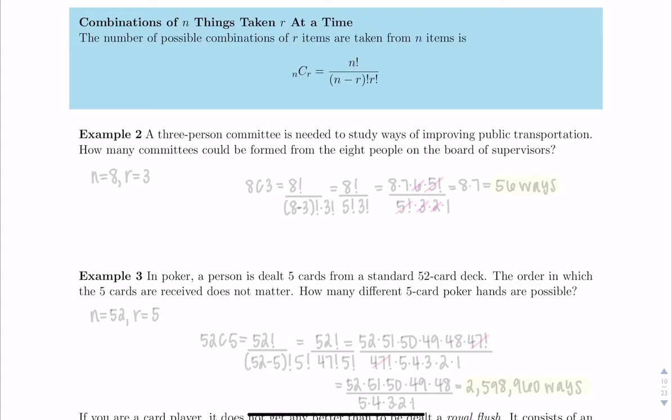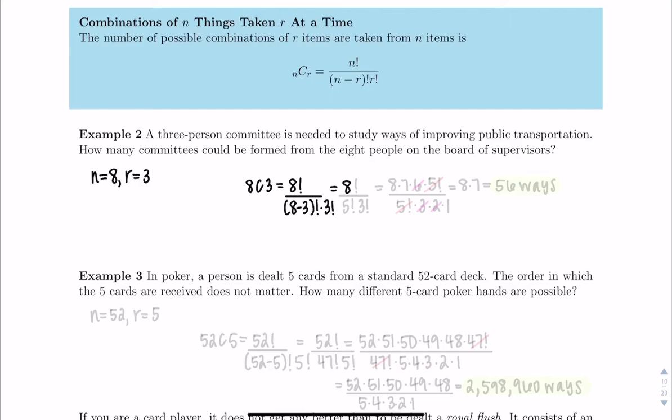So a 3-person committee is needed to study ways of improving public transportation. How many committees could be formed from the 8 people on the Board of Supervisors? So because we have a big group of 8, n is 8, and we need 3 people, so r would be 3. And so we have 8C3, and that's 8 factorial over 8 minus 3 factorial times 3 factorial.